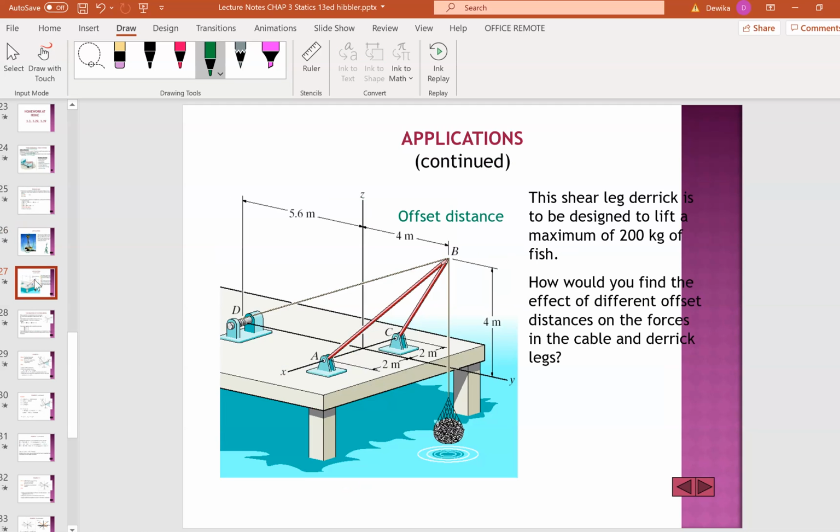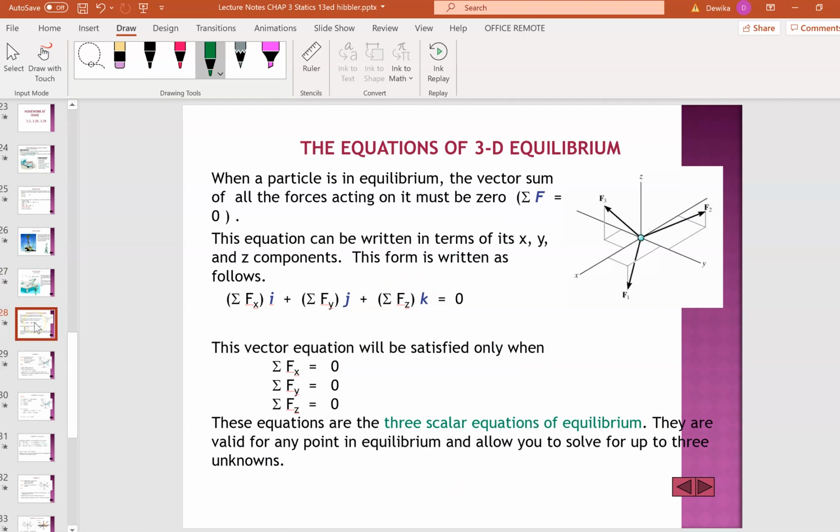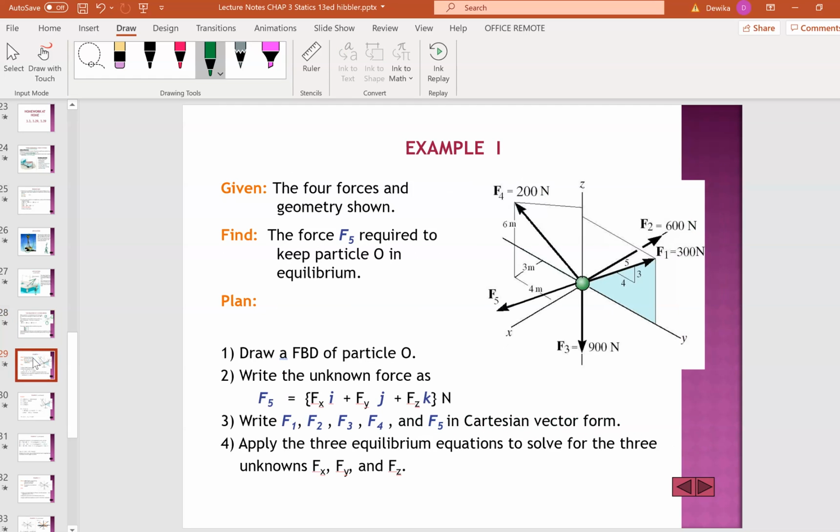Now look at this. This is a shear leg rig, derrick. So we have 200 kilograms of fish down here, and then we have the legs here, and then the cable. I'm going to guide you, so just pay attention. Remember, when it's in equilibrium, once again the summation of forces in all the axes will be 0. Fx 0, Fy 0, Fz 0. If you have F3, you break it up into ijk. You have F1, you break it up into ijk, and F2, you break it up into ijk. So this will be an example.